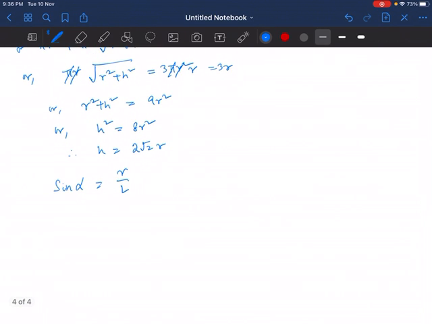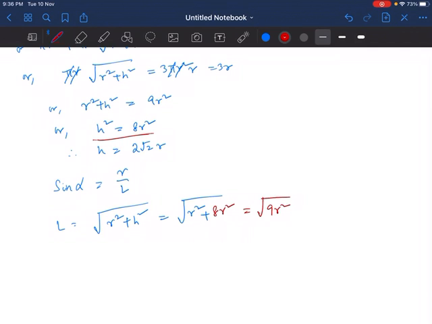So what I will do, let us find the slant height. The slant height is given by l is equal to root over of r square plus h square, right? So that is how much we are getting. Root over of r square plus h square, you already know h square is 8r square. So I will write here 8r square, and we get root over of 9r square. So we get what? 3r, right?